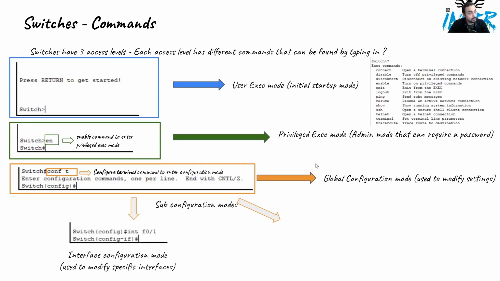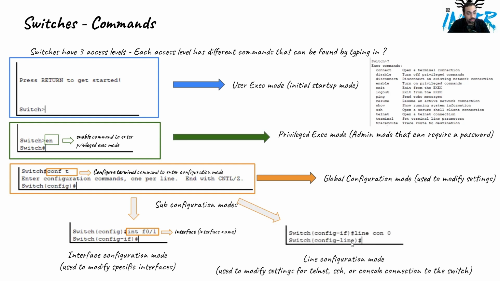Then from global configuration mode, you can get into the sub configuration modes. So for example, this configuration mode configures the interfaces on the switch. We can get into the interface configuration mode by typing in interface and then the interface's name. So here's the interface and the interface name. So this is FastEthernet 0/1. And you can see here it says config-if, which means we're in interface configuration mode.